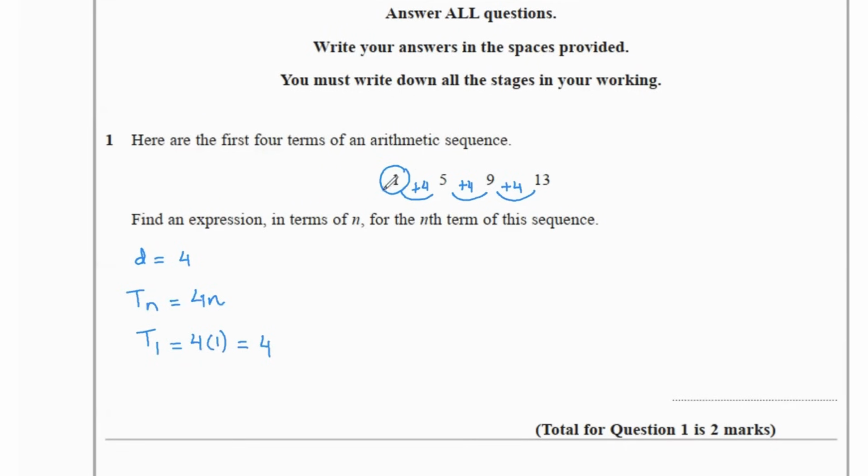So from 4 times 1, we will subtract 3 from it, and that gives us 1. If we try to find another term, let's say the third one, that's 4 times 3 minus 3, which is 12 minus 3, and that is 9, which is the exact same as the third term in the sequence. So the nth term is 4n minus 3.